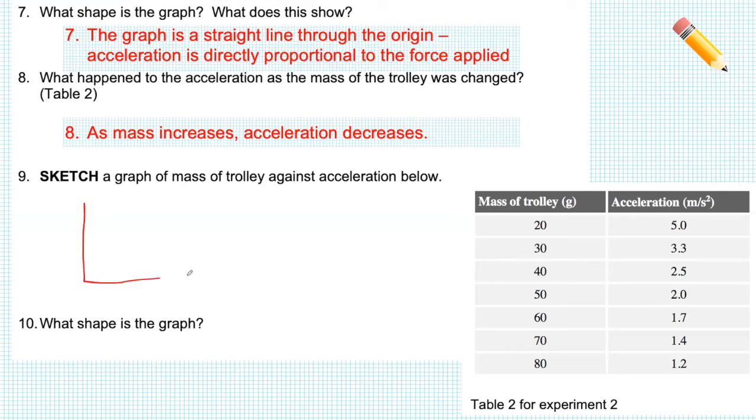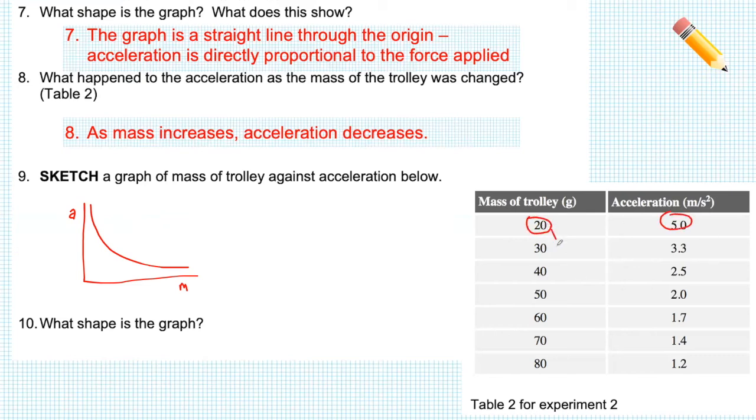We still need a pair of axes, and we still need to label these axes. So we'll have mass and we'll have acceleration. But we're not going to draw numbers on the axes and scales on the axes. We're just going to give an indication of this. And what happens is we want this sort of shape. And we can tell this because of the numbers. We can tell that when the mass of the trolley is low, the acceleration is high.